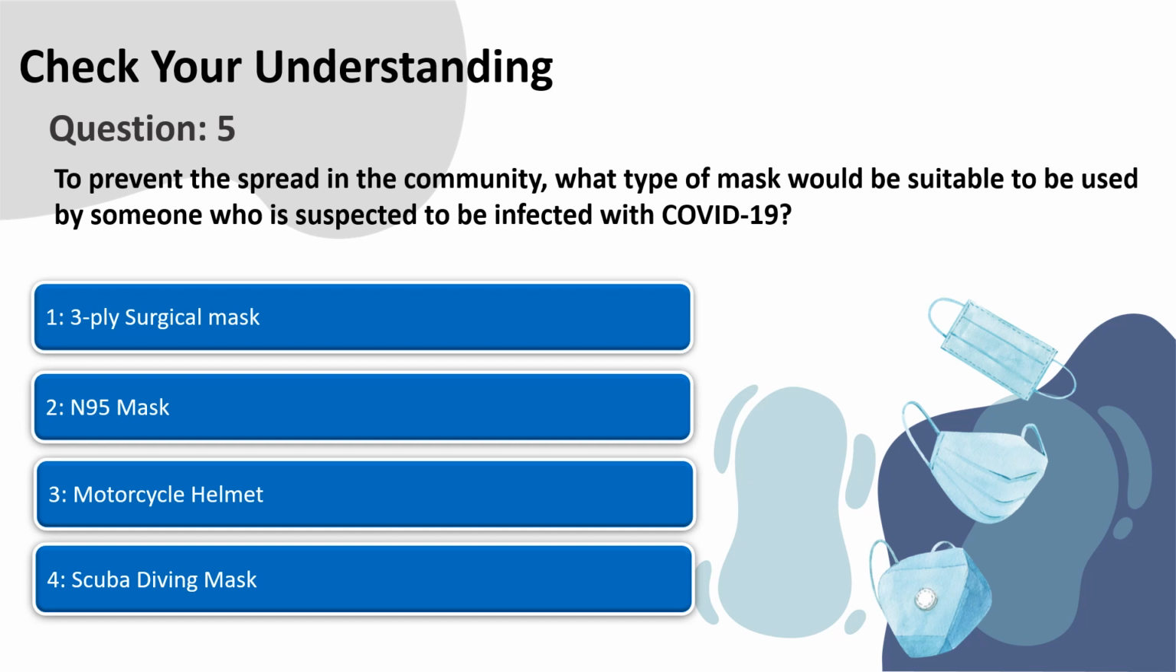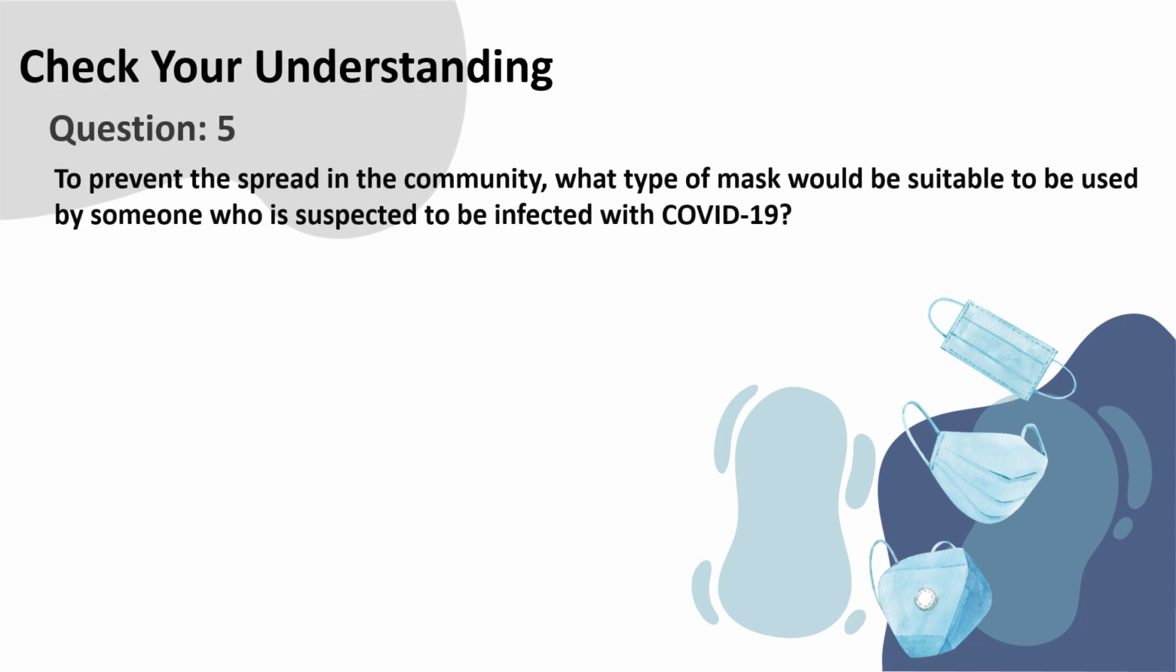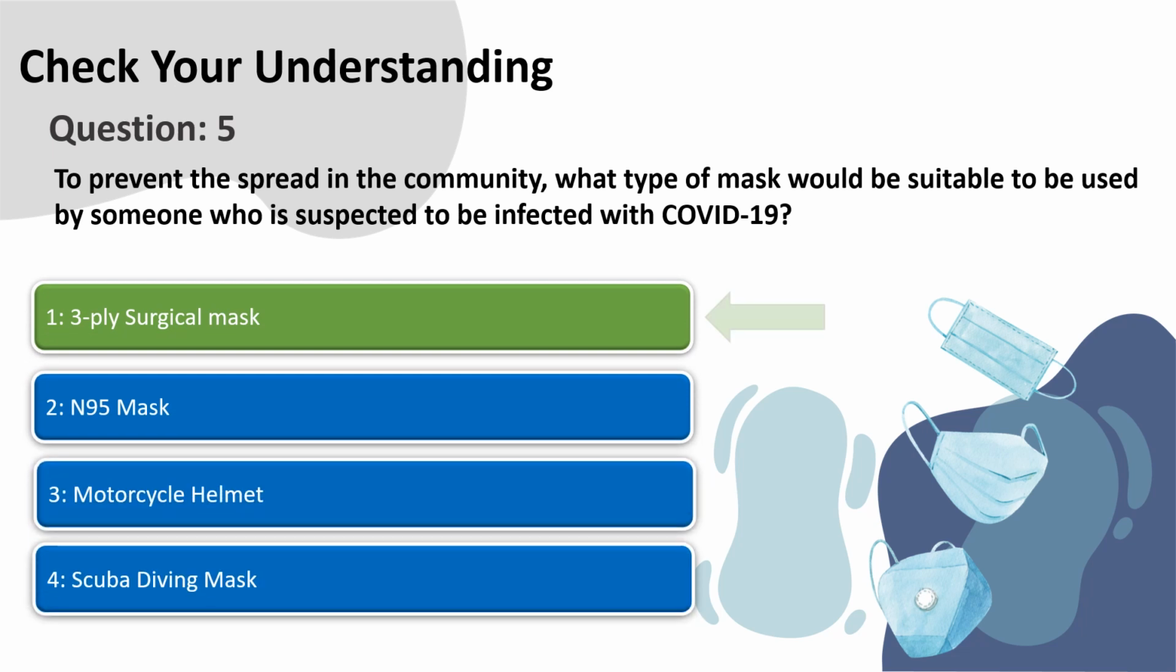1. 3-ply surgical mask. 2. N95 mask. 3. Motorcycle helmet. 4. Scuba diving mask. Check your understanding. Question 5. To prevent the spread in the community, what type of mask would be suitable to be used by someone who is suspected to be infected with COVID-19? 1. 3-ply surgical mask.